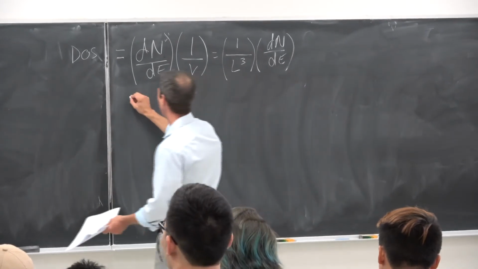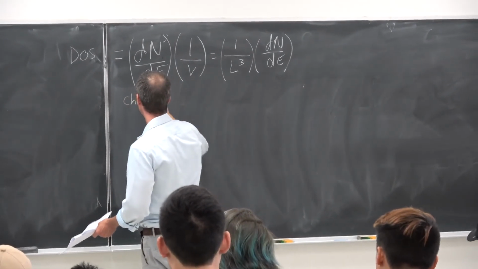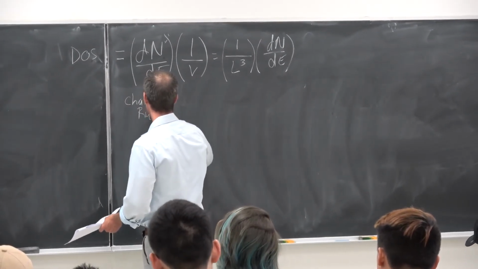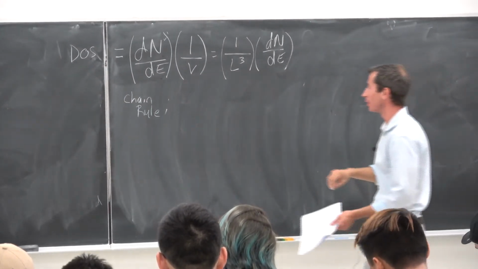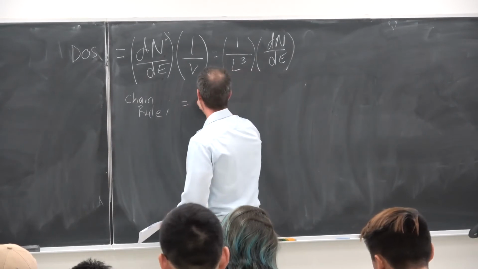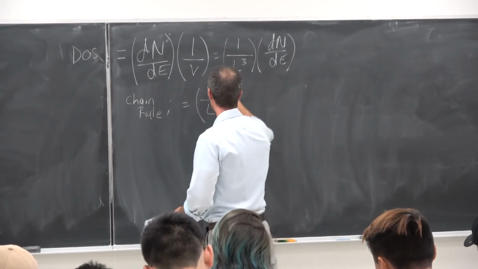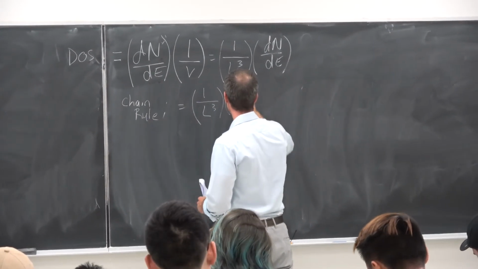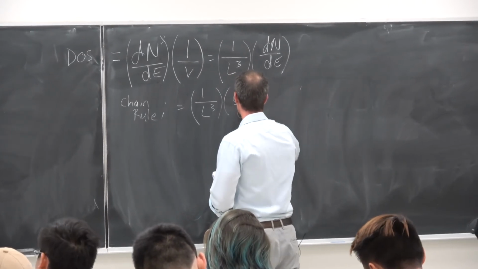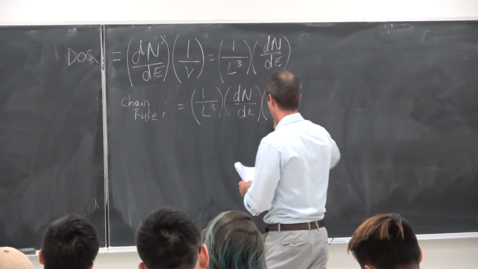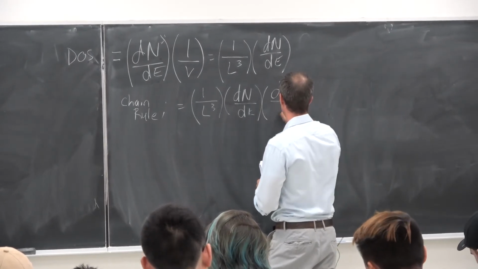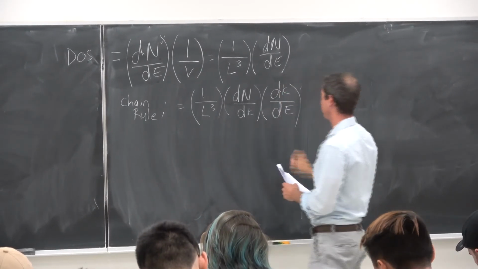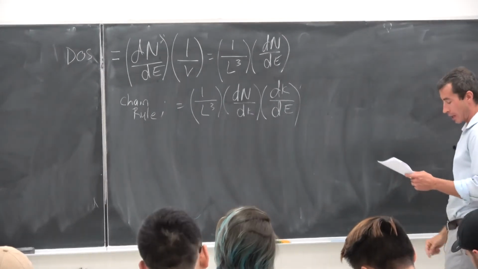Now, I hadn't thought about the chain rule in probably 15 years, but prepping for this lecture reminded me of the chain rule, lovingly. And it turns out that we could rewrite this as dN dk times dk dE, right?